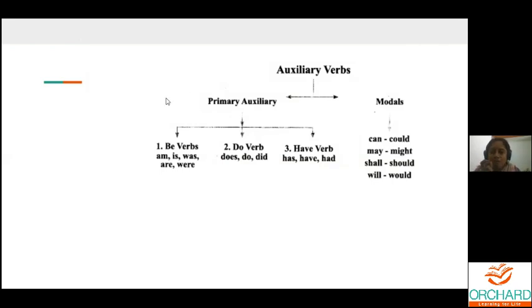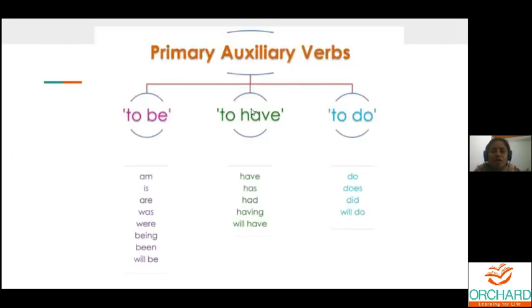So, helping verbs. Did you underline the helping verbs in the sentences that you wrote from the video? The main verbs and the helping verbs. So, primary auxiliaries: to be: is, am, are, was, were, being, been, will be. To have: has, have, had, having, will have. To do: do, does, did, will do. These are all primary auxiliary verbs. What are these? Repeat the name. Primary auxiliary verbs.